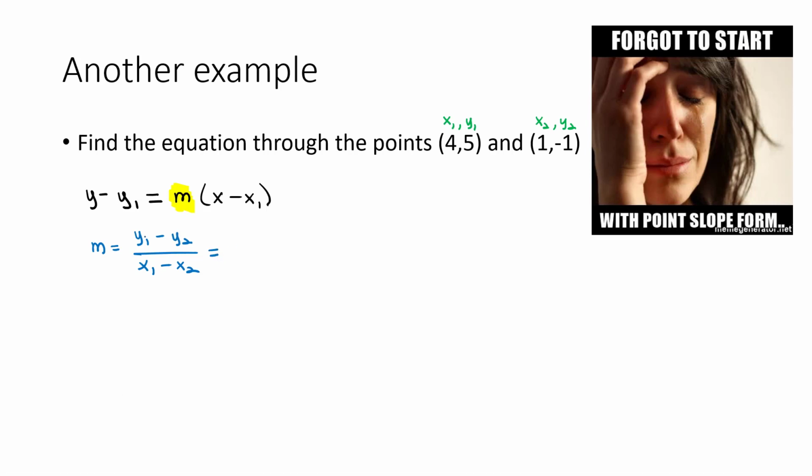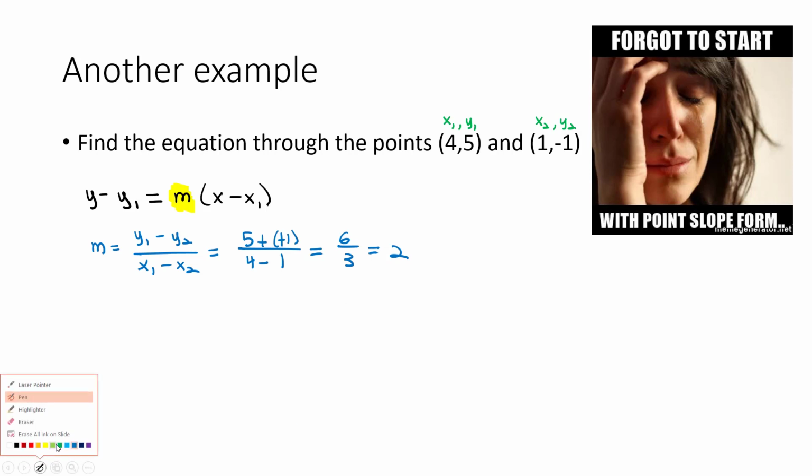So plugging those in, y1 is 5, minus y2 is -1, over x1, which is 4, minus x2, which is 1. 5 minus a -1 is like 5 plus 1, 6. 4 minus 1 is 3. And 6/3 reduces to a nice, beautiful 2. We have a slope. And we've got a couple points. We can pick either point. We've already said (4, 5) is point 1. So let's go with it.